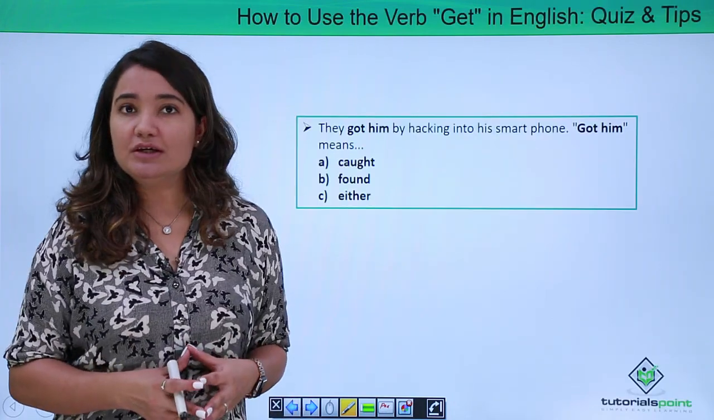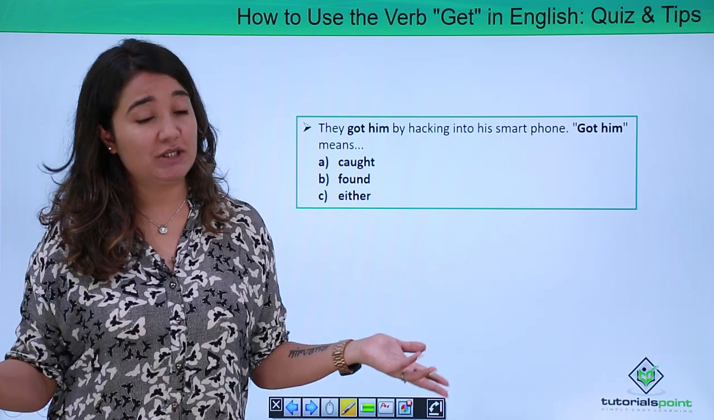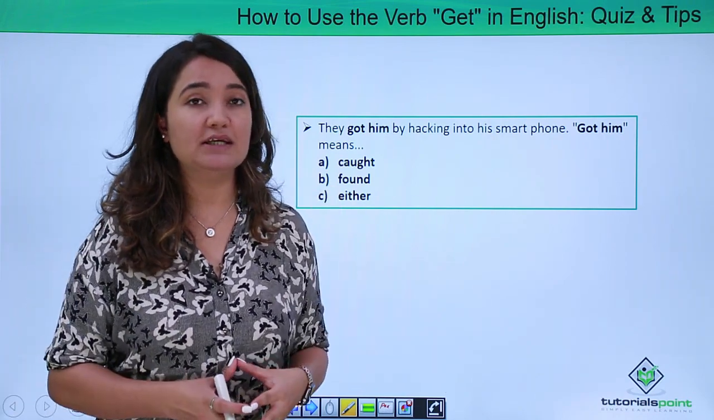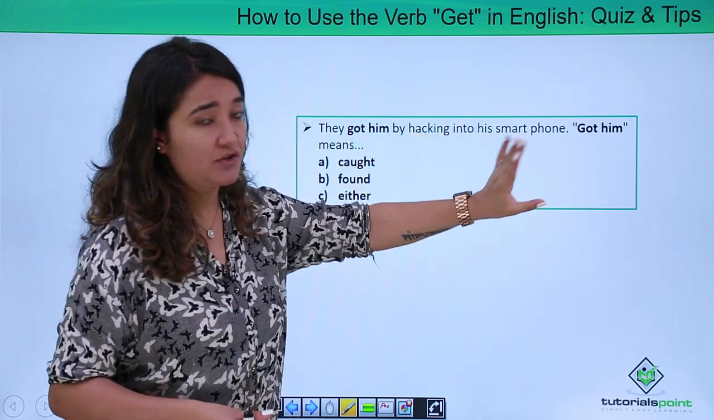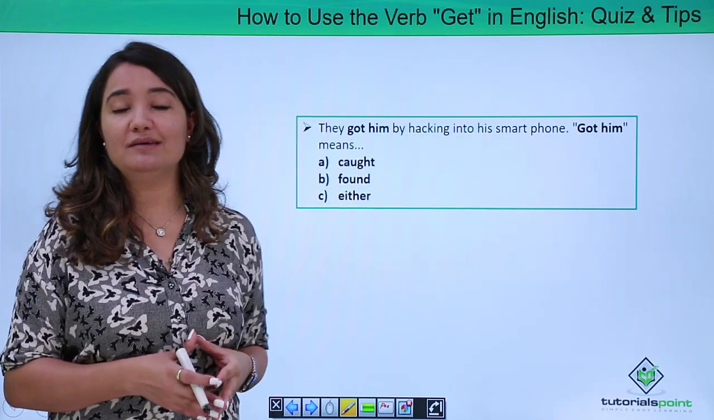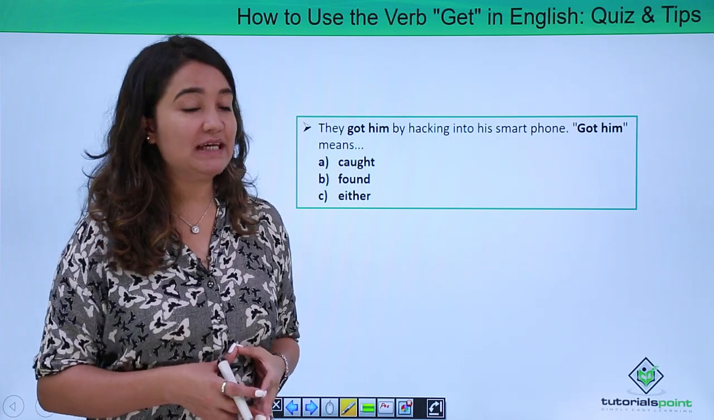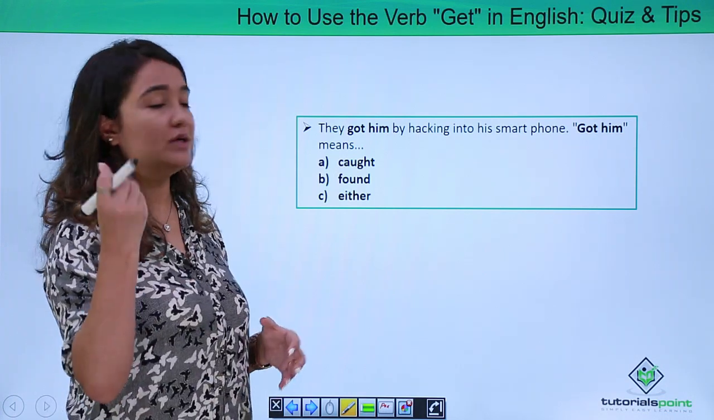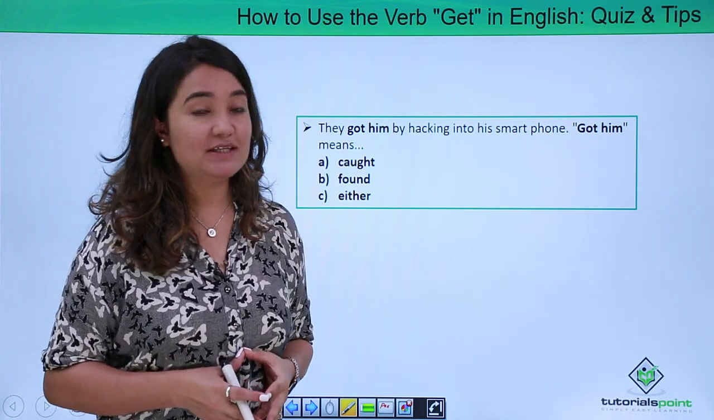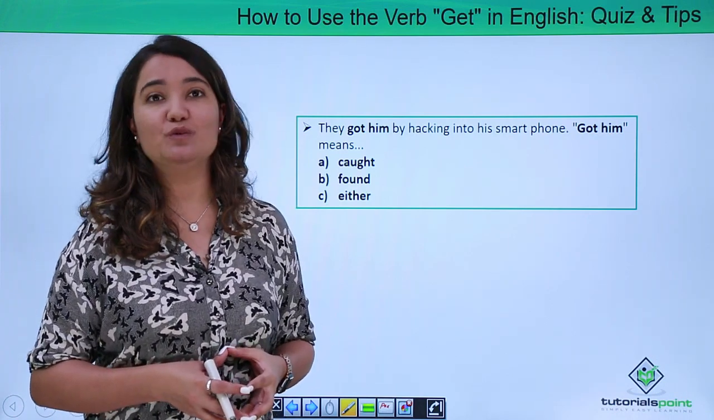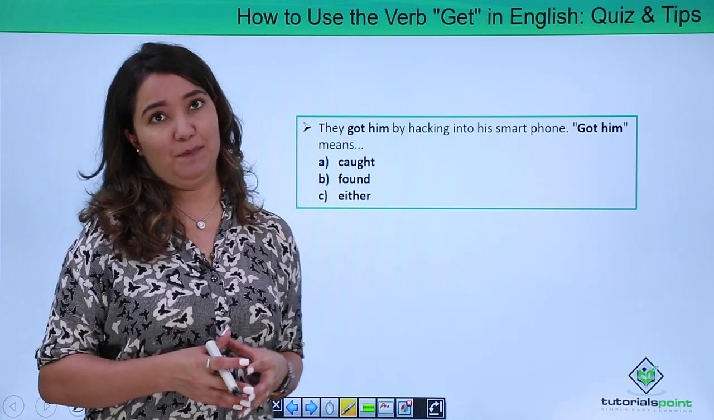Okay, so here it is in a quiz format, and let us see what it actually means. They got him by hacking into his smartphone. So what is the meaning of got him here? Got him actually means caught, right? So they got him by hacking into his smartphone, which means they caught him.